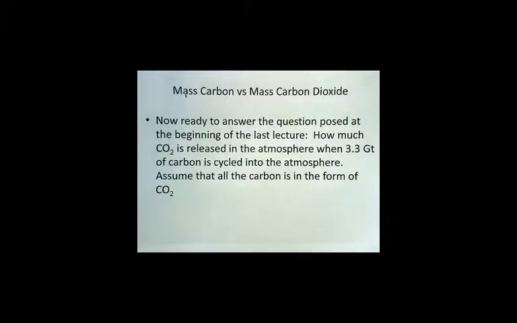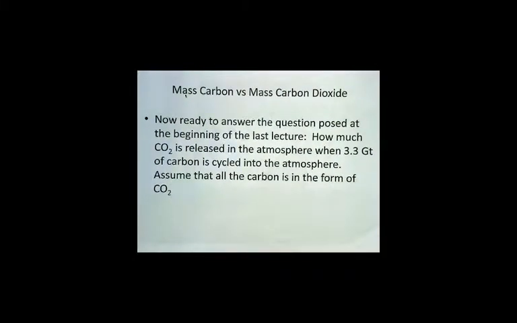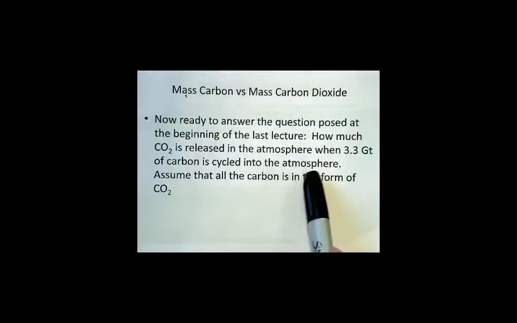Okay, so now we're ready to answer the question that we posed at the beginning of the last lecture, which was how much carbon dioxide is released in the atmosphere when 3.3 gigatons of carbon is cycled into the atmosphere. And we know that the 3.3 gigatons number comes from the human factors, and how much extra carbon is going into the atmosphere that cannot be pulled back down by natural carbon dioxide dissolving in the oceans and being absorbed into living systems through plants. Assume that all the carbon in the atmosphere is in the form of carbon dioxide. Okay, so we're going to answer this question.